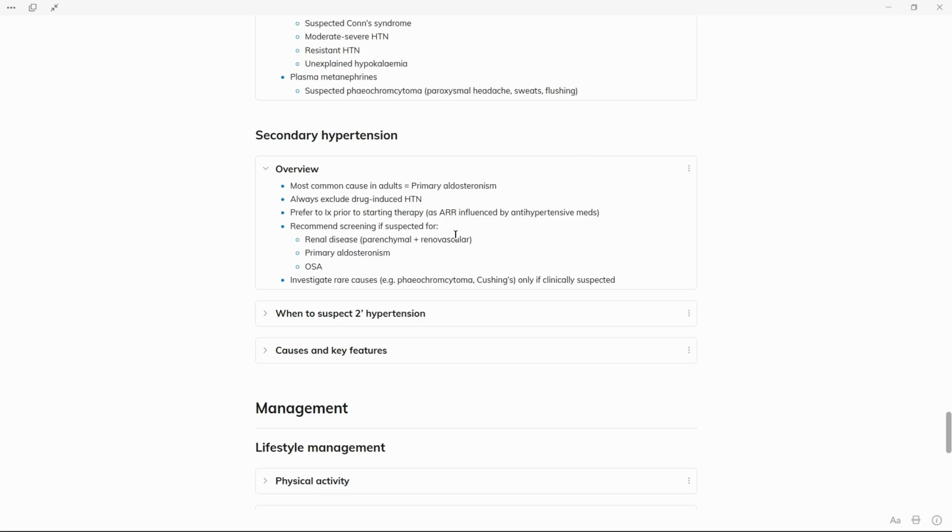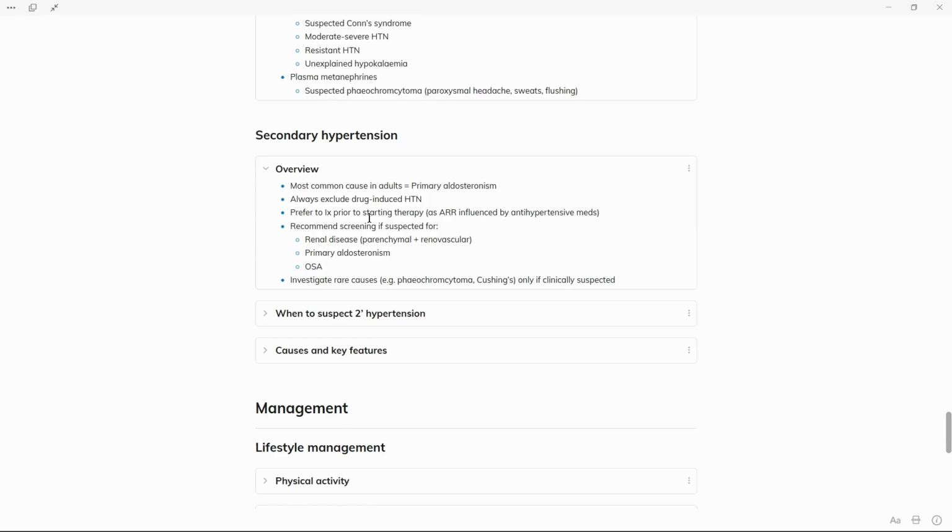When evaluating patients with secondary hypertension, we should always exclude drug-induced hypertension, such as those caused by NSAIDs, steroids, COCPs, things like that. We prefer to investigate a patient for secondary hypertension prior to starting therapy, if possible, and this is because looking for mainly primary aldosteronism will be influenced by the antihypertensive meds. To screen for primary hyperaldosteronism, you look at the aldosterone-renin ratio, and several medications such as ACE inhibitors, ARBs, beta blockers, calcium channel blockers, all influence the ARR, the aldosterone-renin ratio.